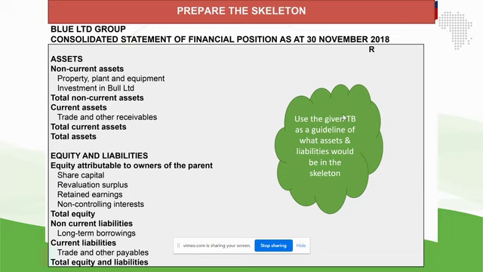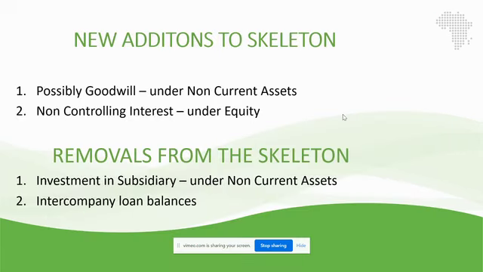You can use that almost as a guideline on what to put in. The important thing to remember while you're creating that skeleton is that there are possibly going to be additions to your skeleton because we're doing consolidations, and there's a possibility of a goodwill if we bought this company for more than its actual net asset value. So we might have to leave a little line there for goodwill. We would also need to know that under equity, we would be adding a non controlling interest line item because this is a consolidated statement of financial position.